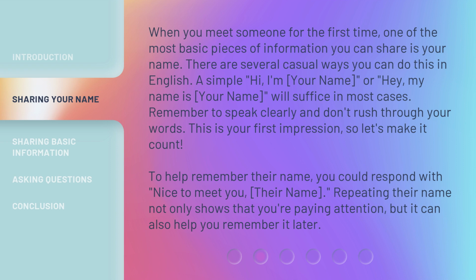To help remember their name, you could respond with, "Nice to meet you," their name. Repeating their name not only shows that you're paying attention, but it can also help you remember it later.